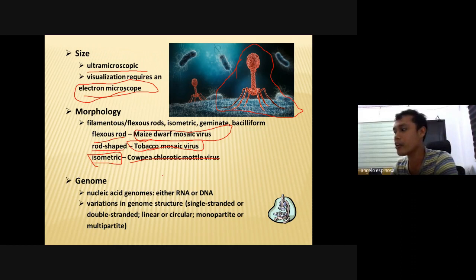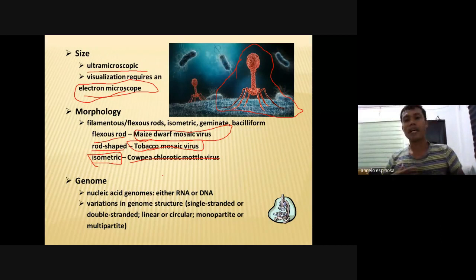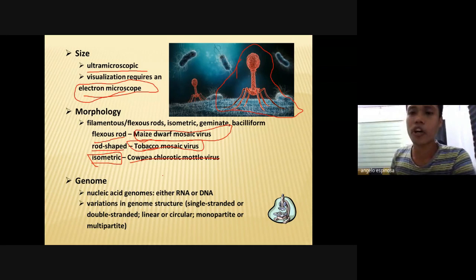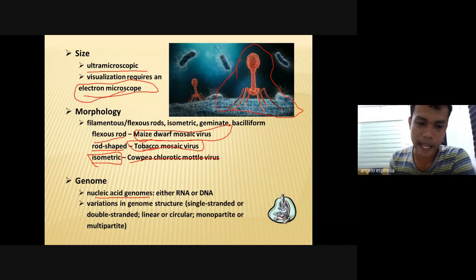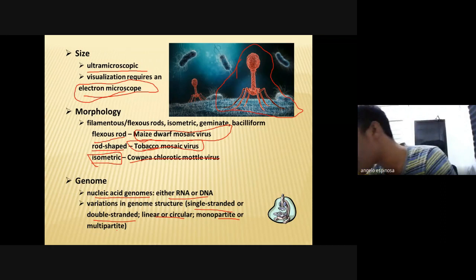What the virus does is pretend to be DNA, because you know that DNA is deoxyribonucleic acid. It pretends to be nucleic acid in order to destroy the DNA and destroy your cells. Okay? And then we have the genome, nucleic acid genomes, which is either RNA or DNA. And then the variations in genome structures: single-stranded, double-stranded, linear or circular, monopartite or multipartite. So that is the genome of the virus.